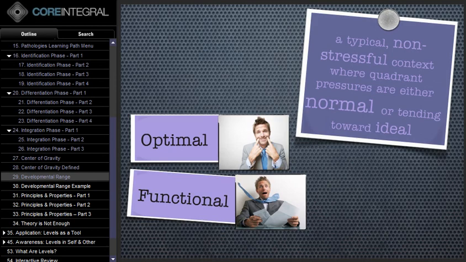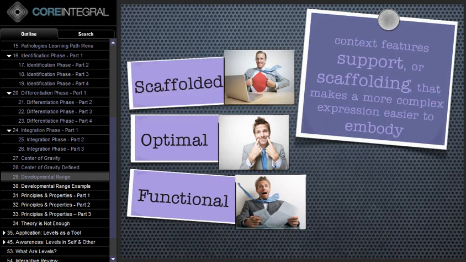Then, at the upper end of the range is the scaffolded expression, which surfaces when the context features support or scaffolding that makes a more complex expression easier to embody. This support typically takes the form of another person who is aiding us in some way, either through direct assistance or through implicit presence and subtle positive pressure. The result is a push or pull from our optimal expression towards an emergent capacity which we haven't ourselves fully stabilized or integrated into our approximate self.